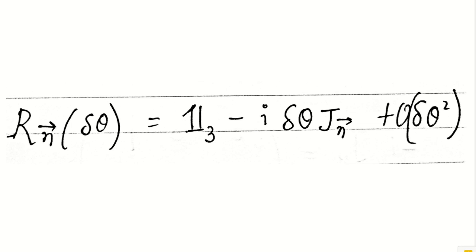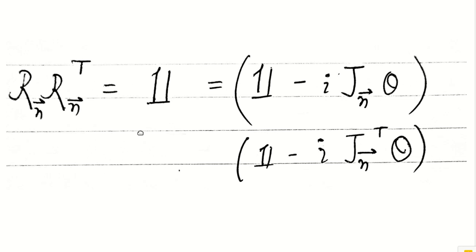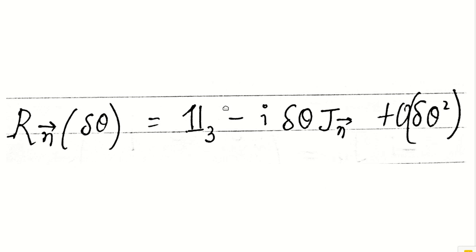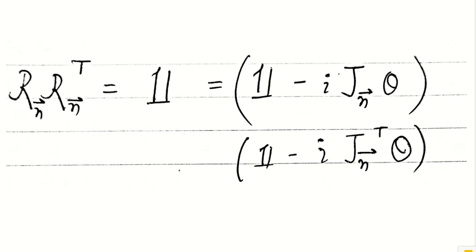We know that these rotation matrices should be orthogonal. A matrix R is orthogonal when R into R transpose is equal to the identity. So if this should be valid, where you can neglect the higher order terms, then R into R transpose should be equal to the identity. So this should be valid.